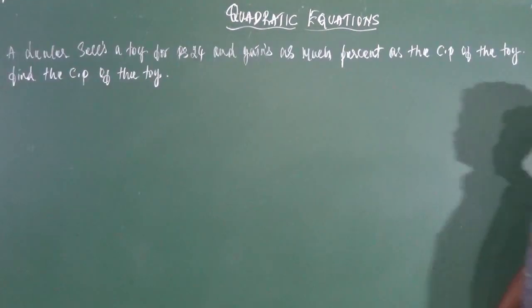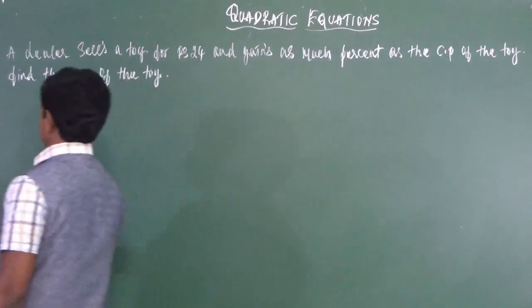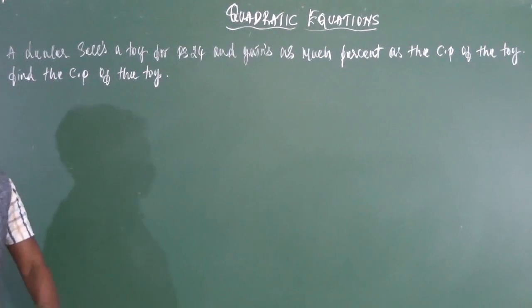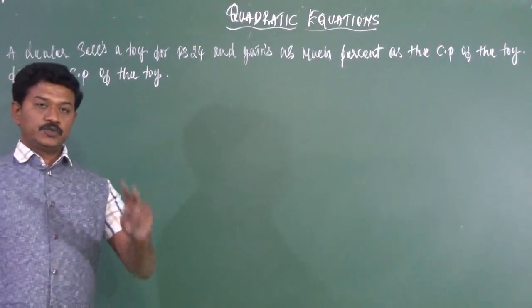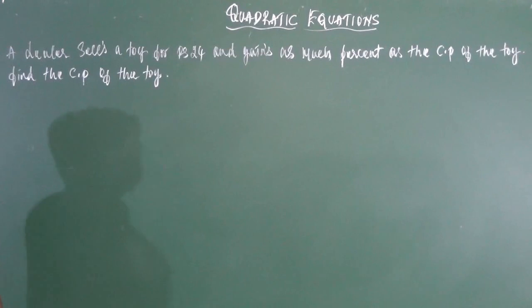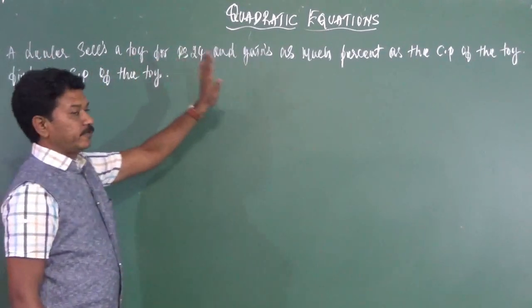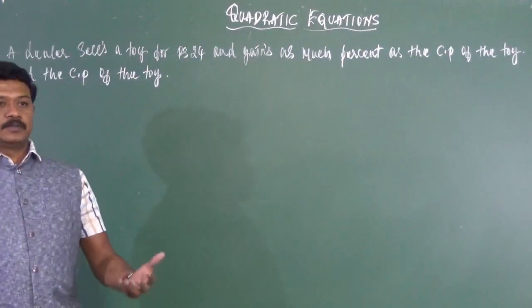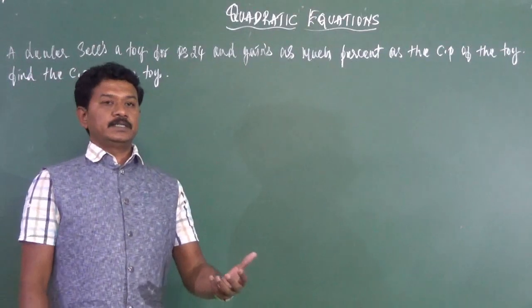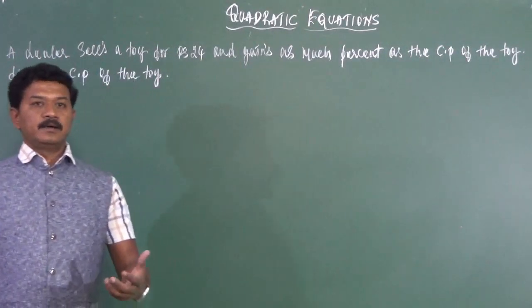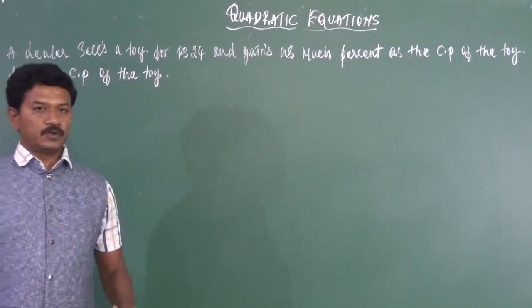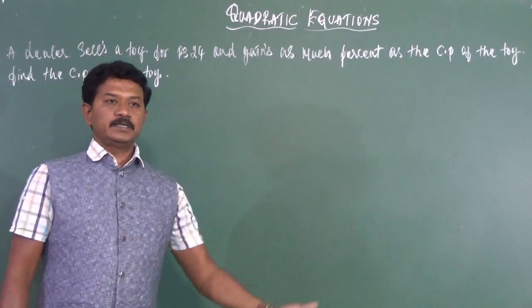Okay. So let us get into the third problem, very important. Most of the times it has been asked in the final examination of Karnataka state syllabus. Two times the same problem has been asked. So very important. A dealer sells a toy for rupees 24. So selling has happened. So the price of the toy is something, maybe a discount is given or not given, that we do not know. But the selling price is rupees 24. Right.